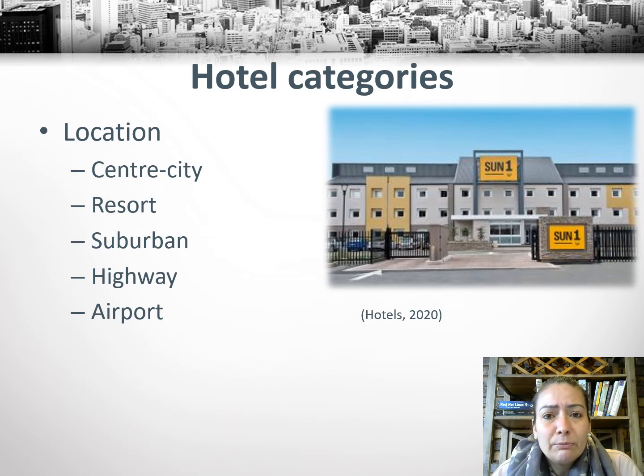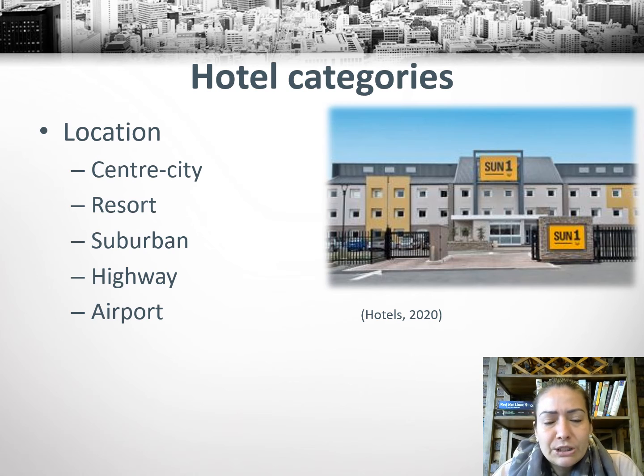Yeah, because if you think about it, there's the golf resort, the Valley of the Waves, and so on. Okay, so it's a resort, and it needs a lot of space. So that's why it's outside of Joburg. The next one is a suburban hotel. Think about the core word in suburban. It's suburb. So you will find it in a suburb.